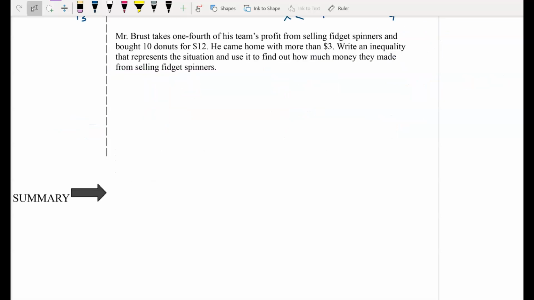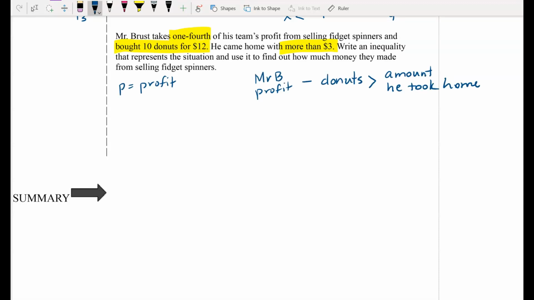Take a couple of minutes to read through this problem, read it more than one time, and set up an inequality to describe what's going on, and then solve that inequality. Make sure you spend some time with it before you come back and check your answer. The question is how much money they made from selling the fidget spinners. I used the letter P for profit, but you can use any letter. Make sure you define it.